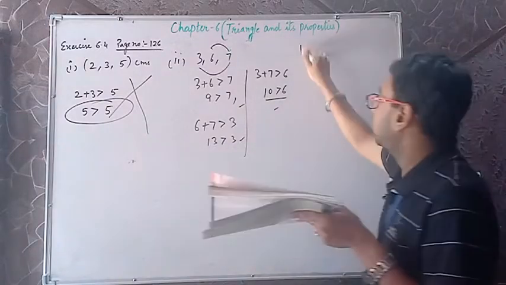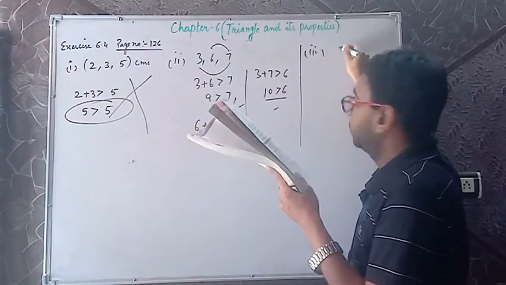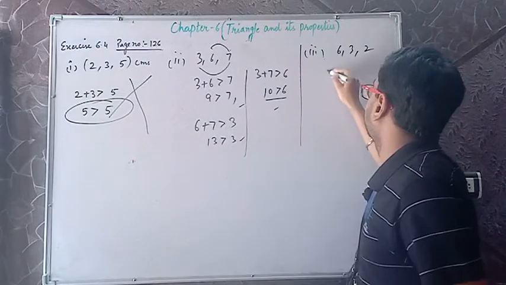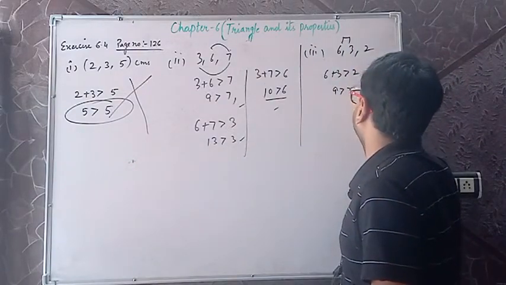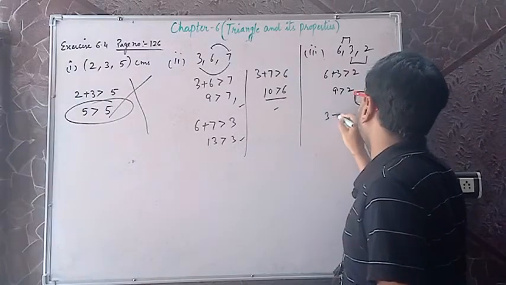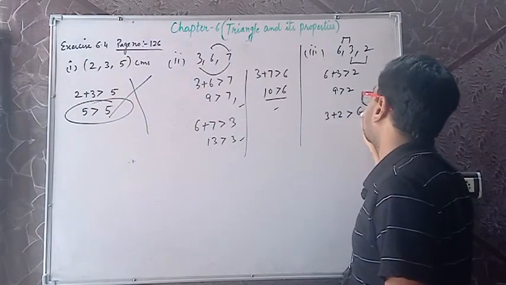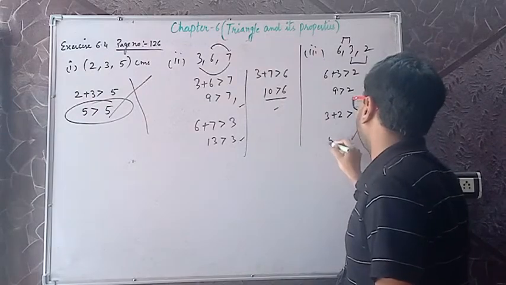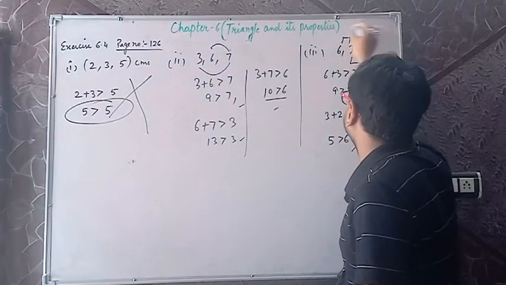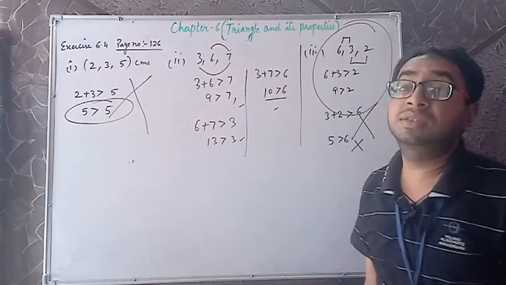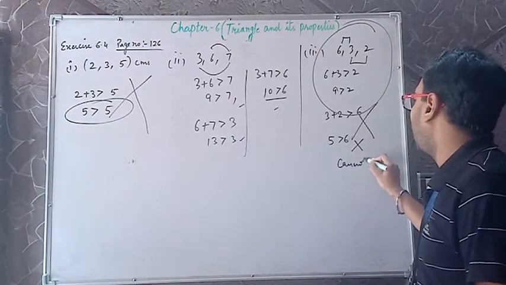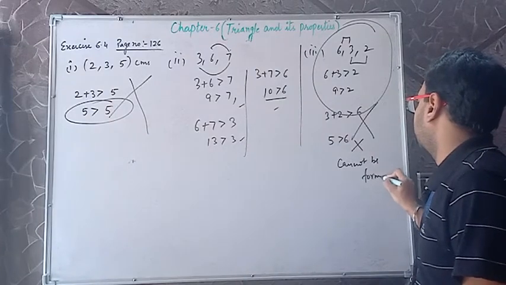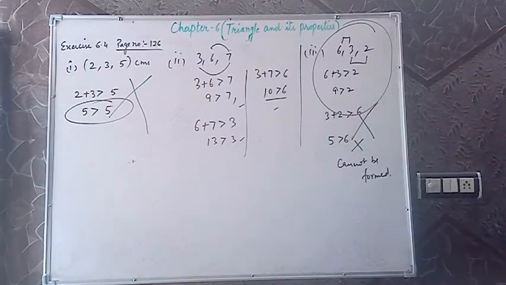Clear? Next, third part: 6, 3 and 2. 6 plus 3 is greater than 2. We'll take this combination. 9 is greater than 2. Yes. Next combination. 3 plus 2 is greater than 6? Not possible. 5 is not greater than 6. So a triangle with such measures cannot be formed. Are we clear? So you need to be very careful while choosing that part.